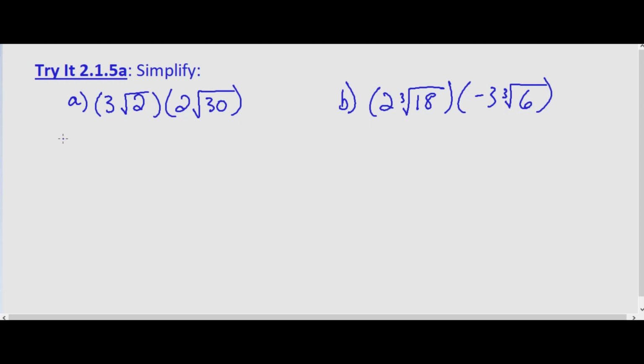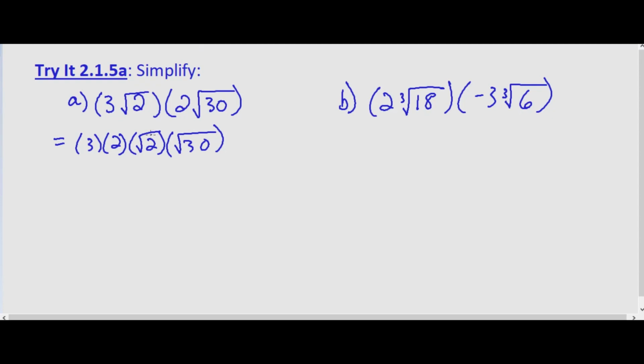So with part A, we have 3 times the square root of 2 times 2 times the square root of 30. So let's take our constants and move those out front. So we have 3 times 2, and then we have the square root of 2 times the square root of 30, all multiplication. Now this is where it gets a little ambiguous as far as what the next steps would be.